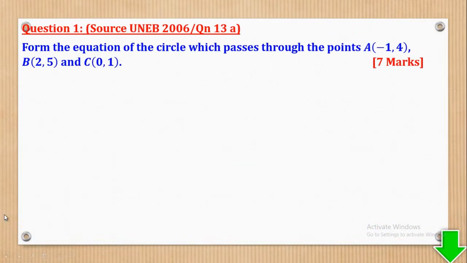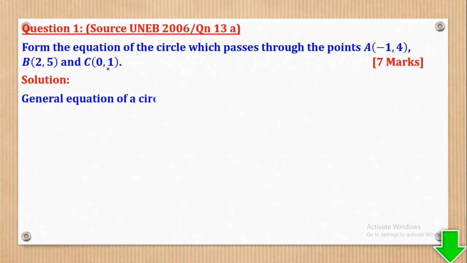So now that you have derived the general equation, let's see how the equation can be applied in the questions given. Question 1 came from UNEB 2006 paper 1 question 13a and says, form the equation of the circle which passes through the points A, which is that, B, which is that, and C, which is that.